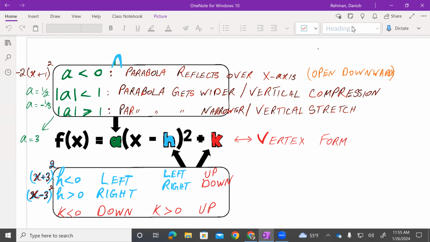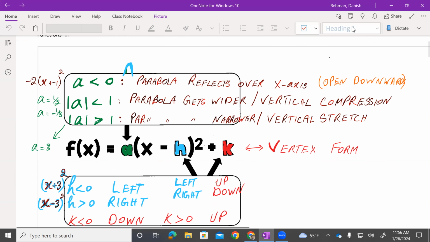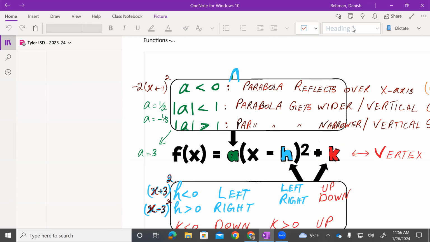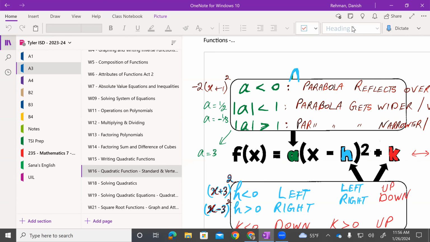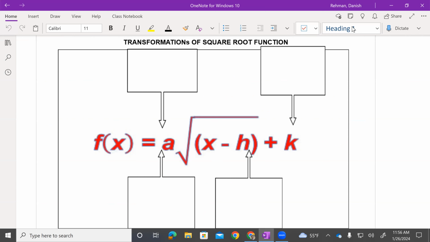If A is less than 0, then the parabola reflects over the x-axis. If A is less than 1, what does that do? That will make a vertical compression on the plot. The plot will look compressed. If A is greater than 1, then it's a vertical stretch, the third point. Similar thing, now we are going to bring it over here. You see this now? What do we have here?